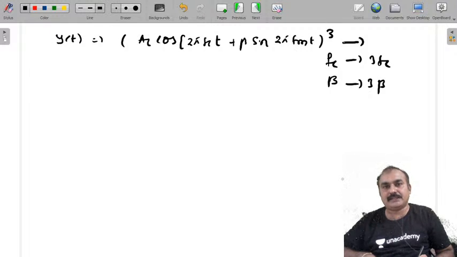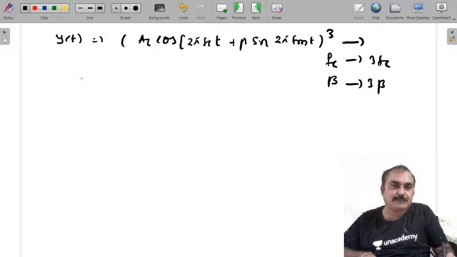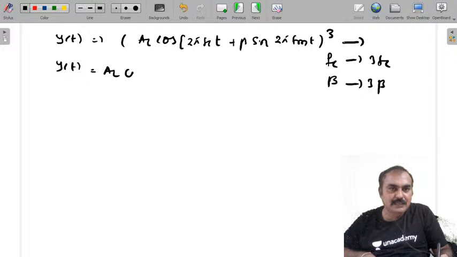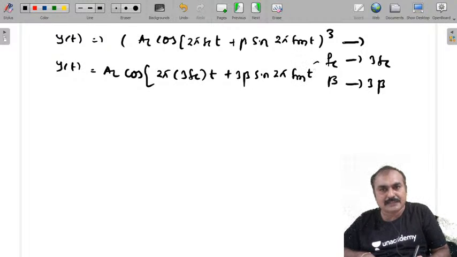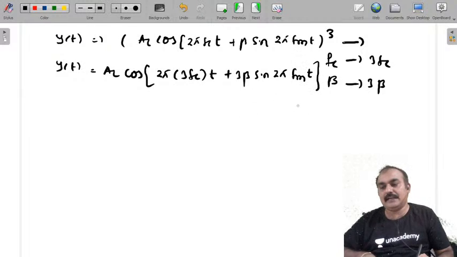Okay, you got my point. So this is very, very important. This expression you are getting: y of t equal to Ac into cos of 2 pi into 3 beta into Fc into t plus 3 beta into sine of 2 pi into Fm into t. And the message frequency remains the same, as per the Armstrong method.